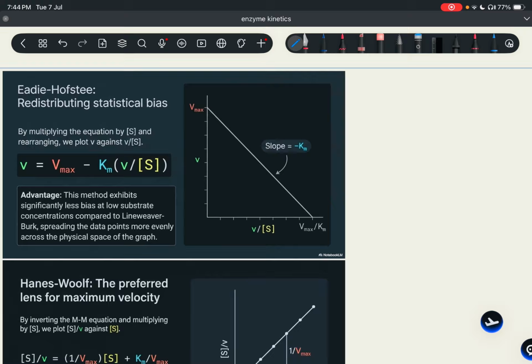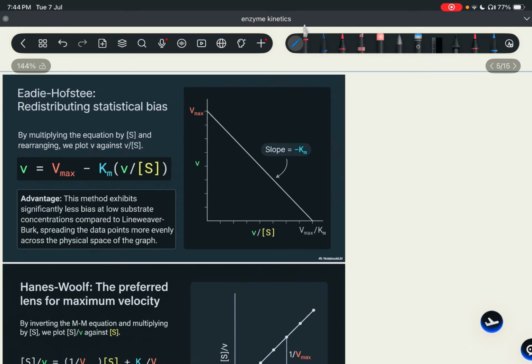Today we will discuss the Eadie-Hofstee equation and the Hanes-Woolf equation. Last time we were having an issue with low substrate concentration, that it was giving Vmax, which is not expected. So how we came up with this equation, that is the thing.